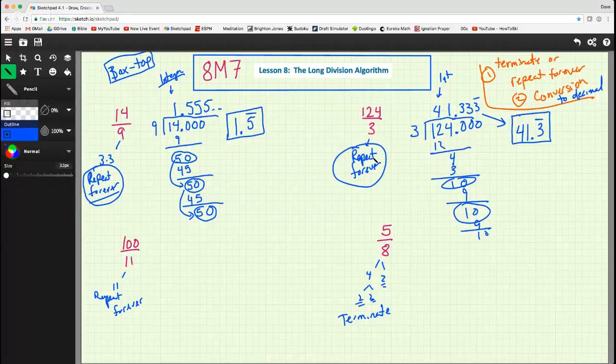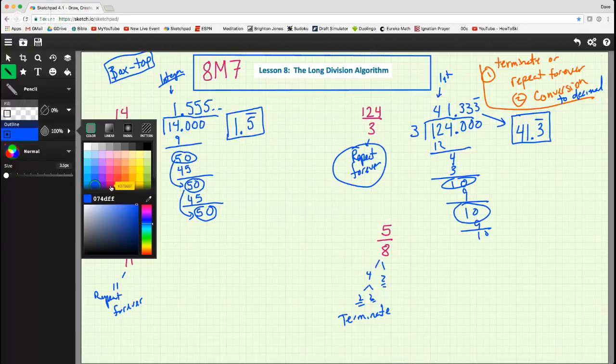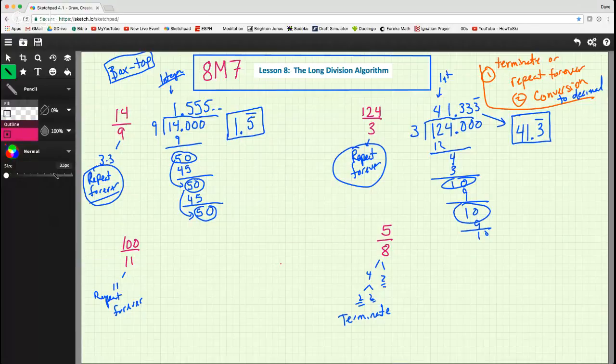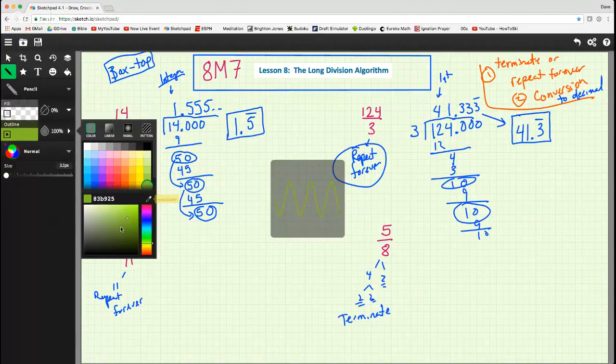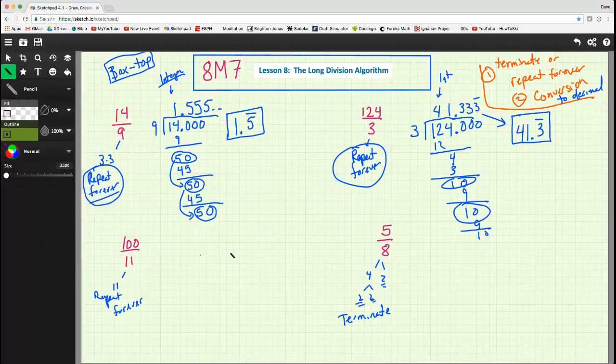And we knew it would repeat forever. We predicted that. Let's switch colors on these guys so we don't get totally confused as we run into these other examples. Box top, repeat forever. Okay, 1 divided by 11. Put our decimals down. Put some extra zeros out here.